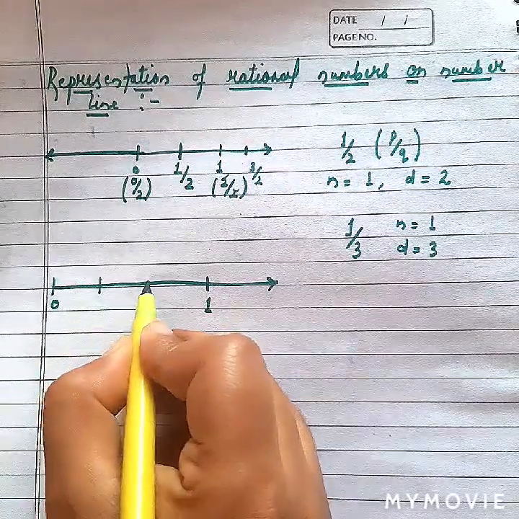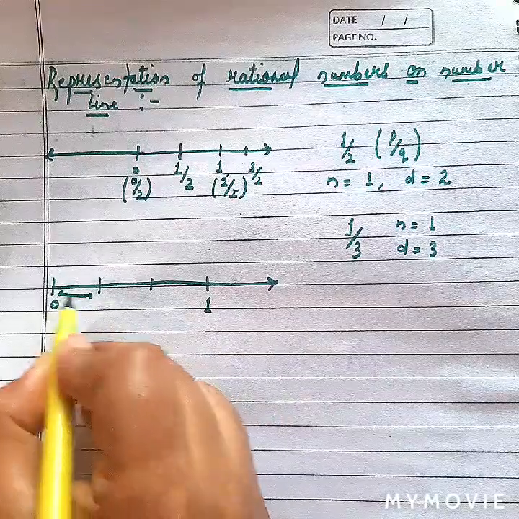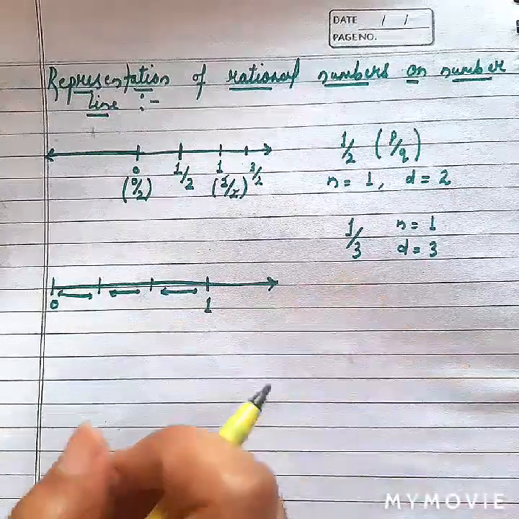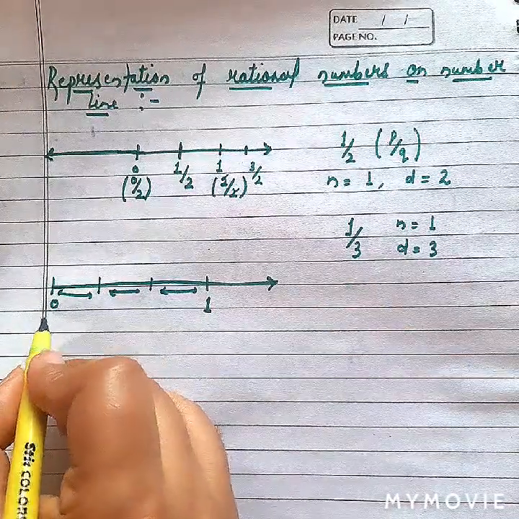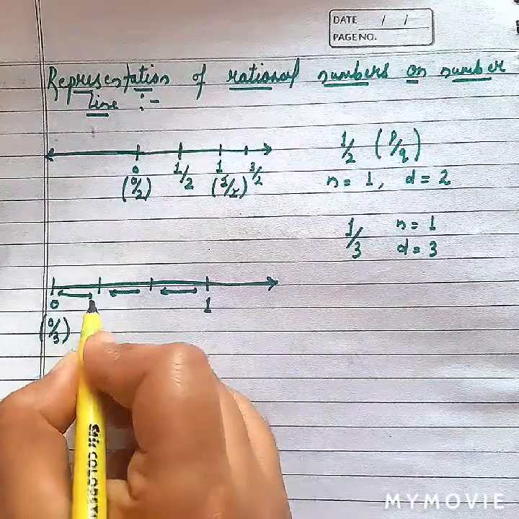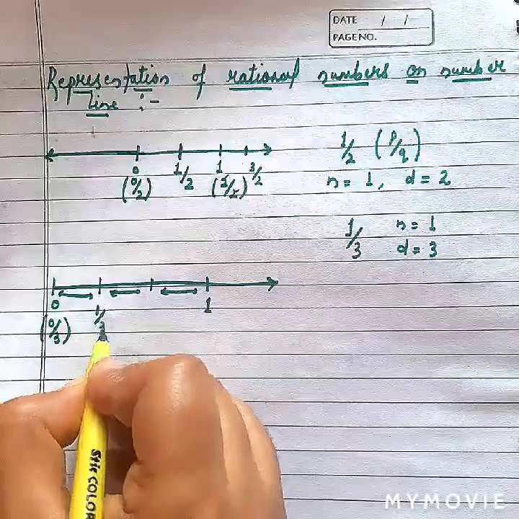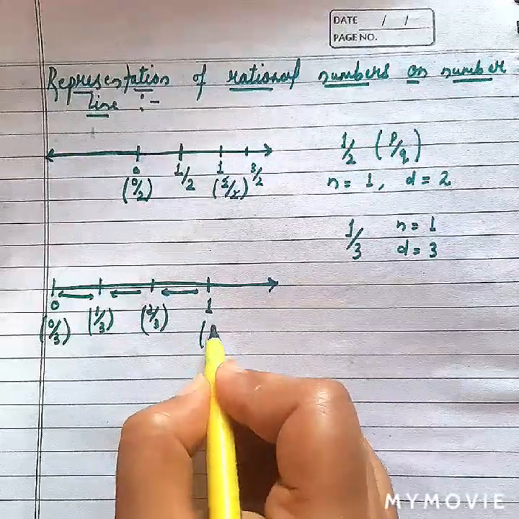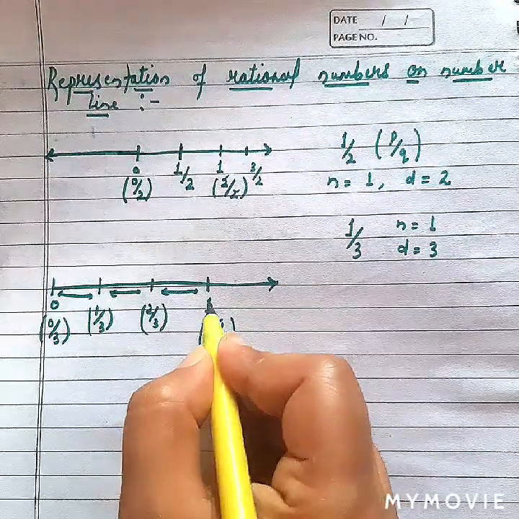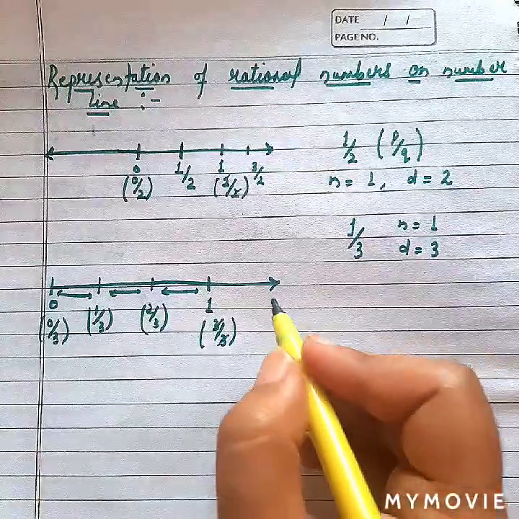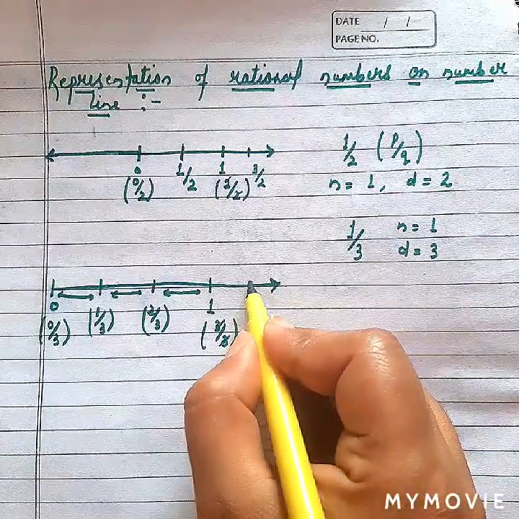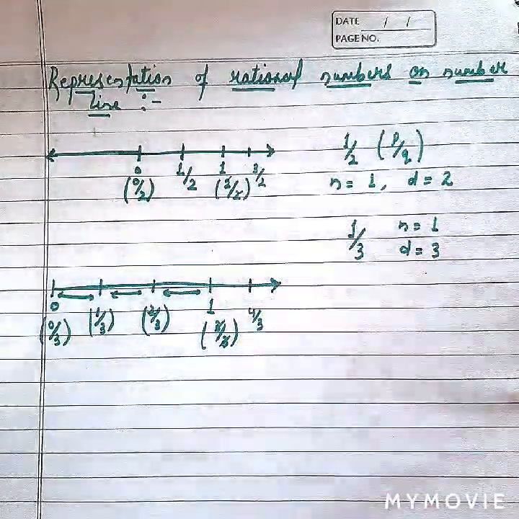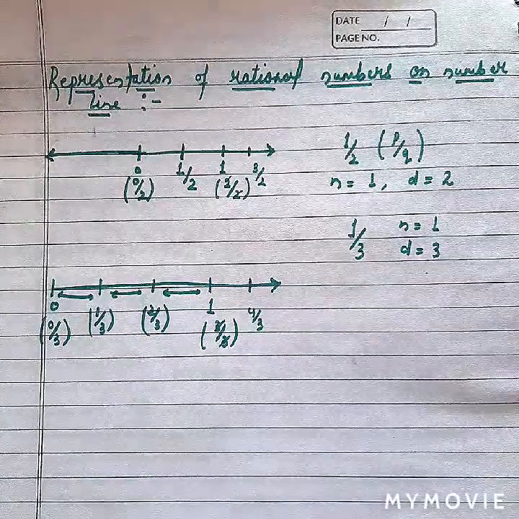This is 1, this is 2, this portion first, this portion second, this portion third. So we have divided the place into 3 portions. How can we write this? 0 will be equal to 0 upon 3, this portion after 0 will be equal to 1 upon 3, and this portion will be equal to 2 upon 3. This portion will be equal to 3 upon 3, which after cancellation is equal to 1. In the same way we can proceed further and find other values like 4 upon 3, 5 upon 3, and so on. So this is the way.